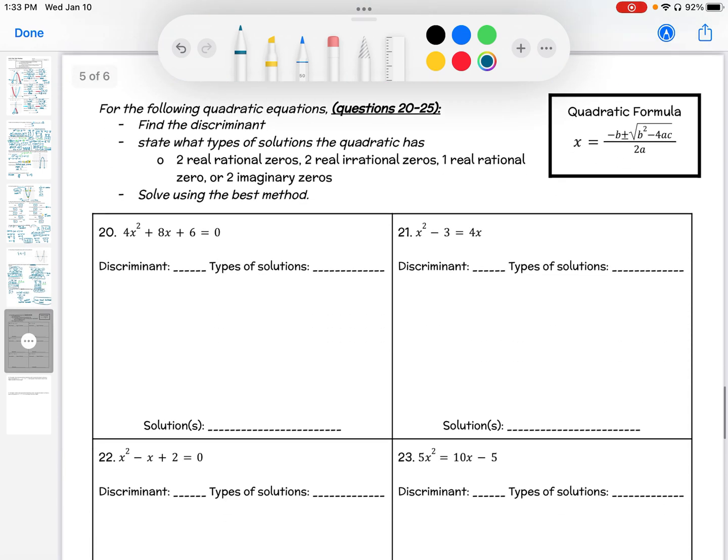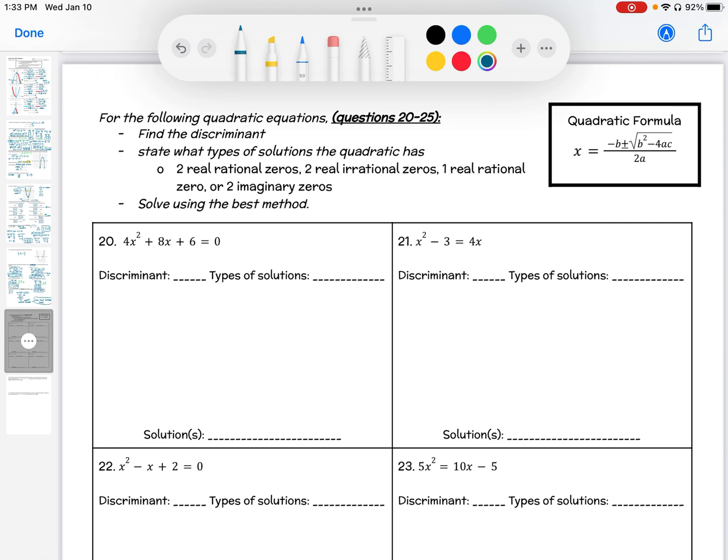All right, next one. We have a bunch of questions where it asks us for the discriminant, and we have to say the type of solutions, and solve using the best method. Based on the discriminant, that tells us what our best method would be. So first thing, let's find the discriminant. We've got A, B, and C.